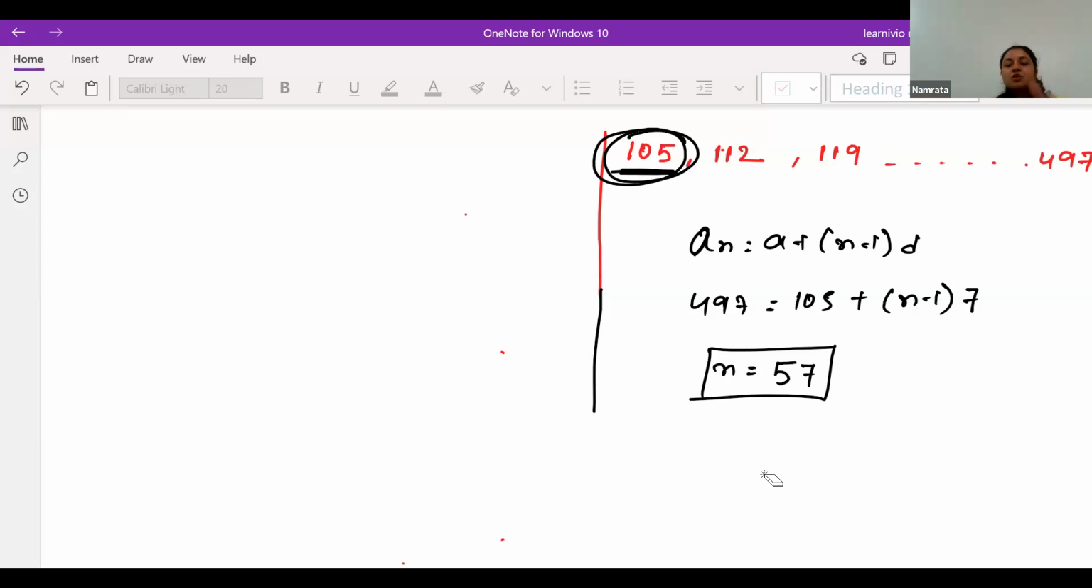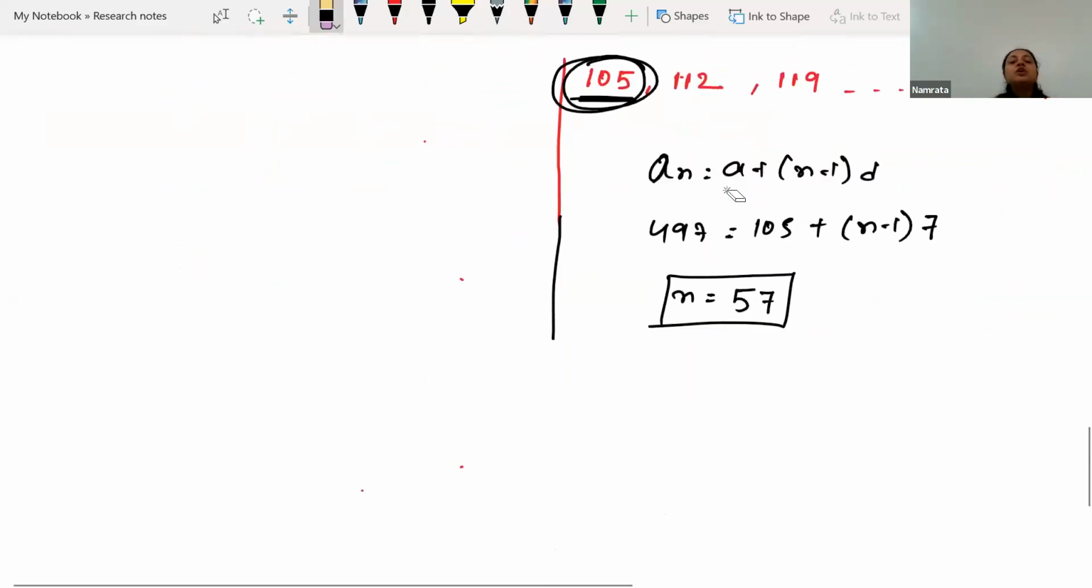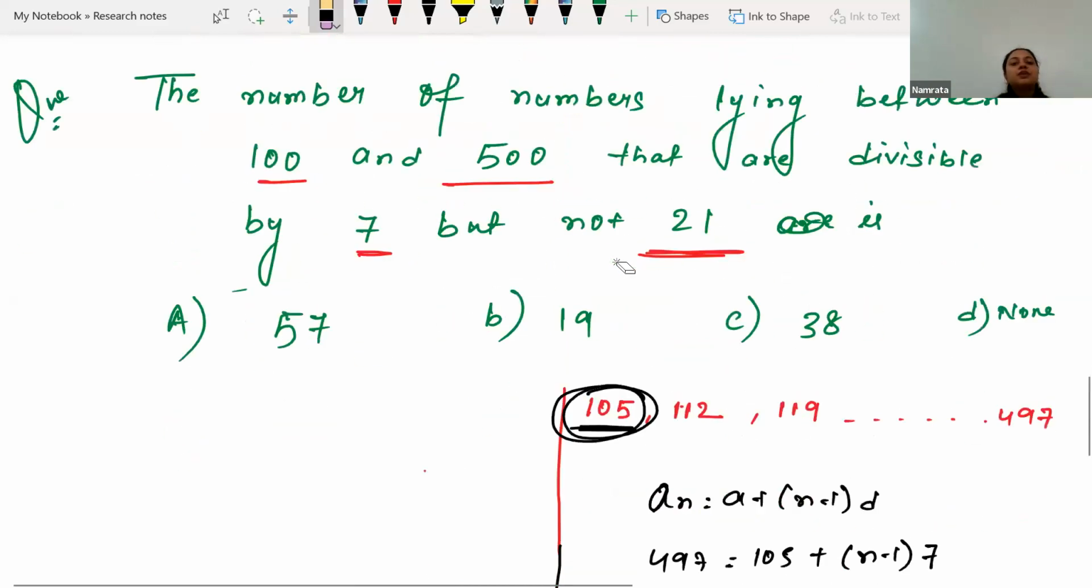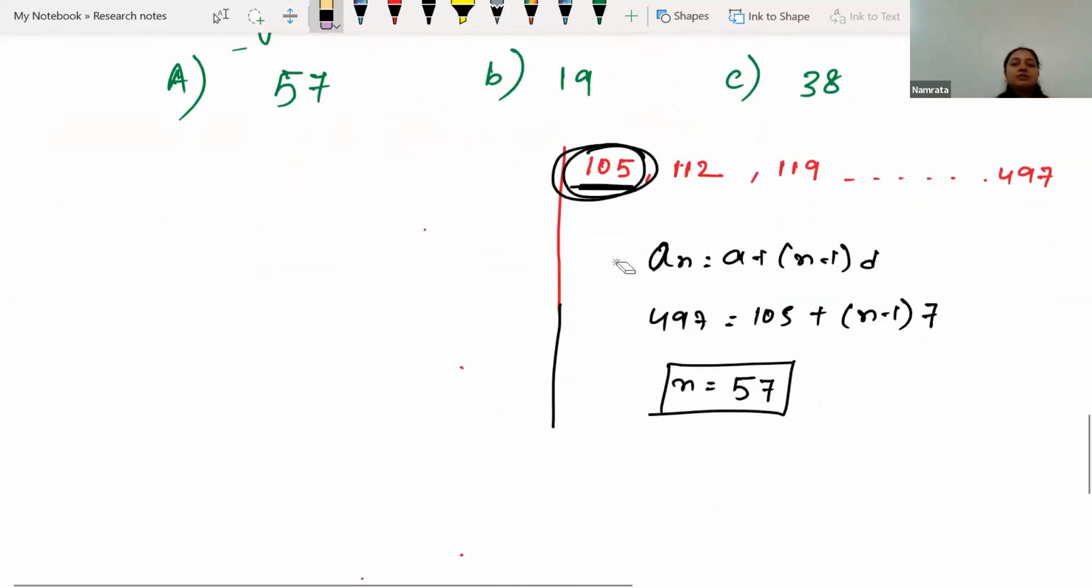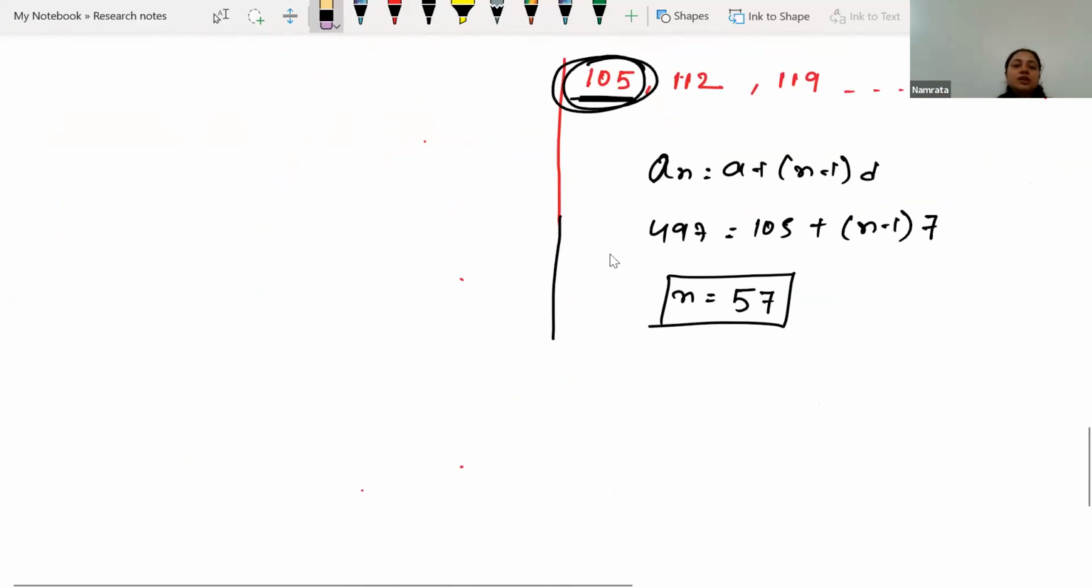Yes, ma'am. Let's go ahead. So let's make the sequence again. Forget about all the previous scenarios. Firstly, what we are trying to do is find how many numbers there are between 100 to 500 which are divisible by 21. So let's find it quickly.